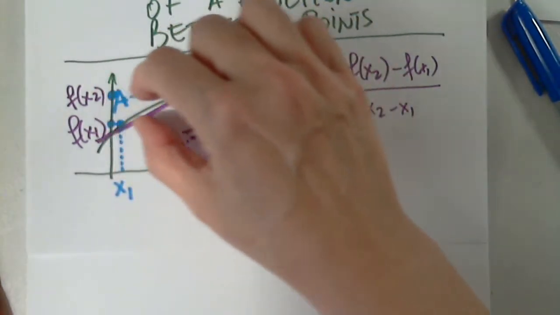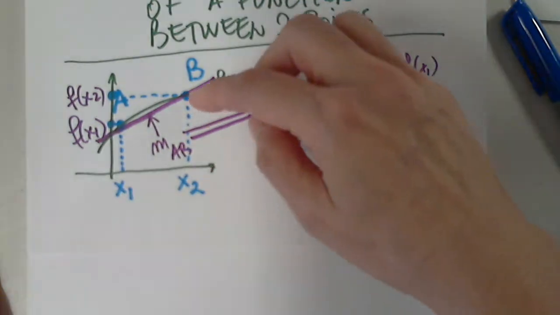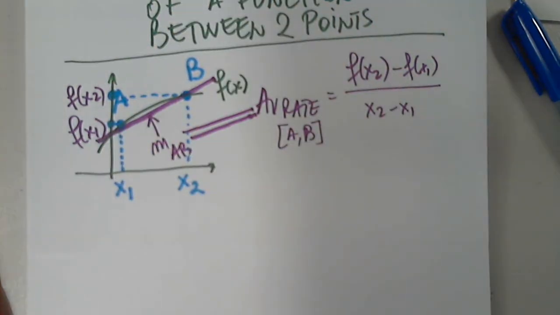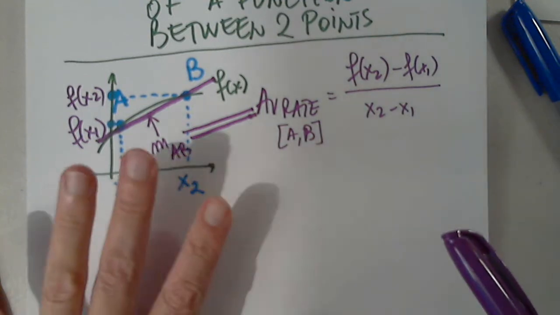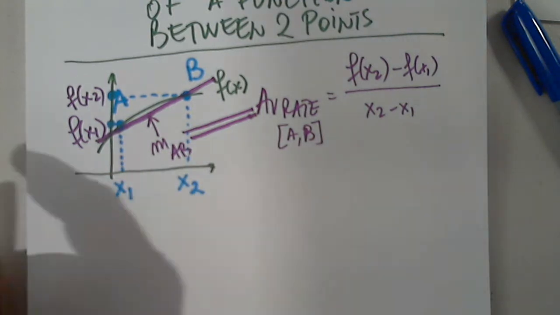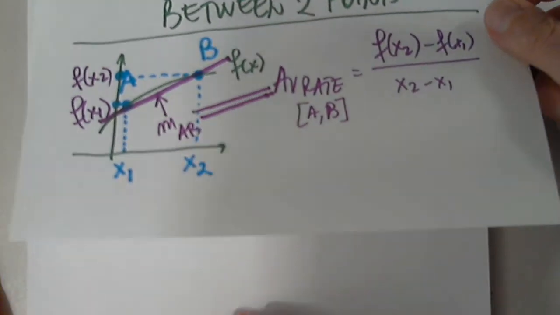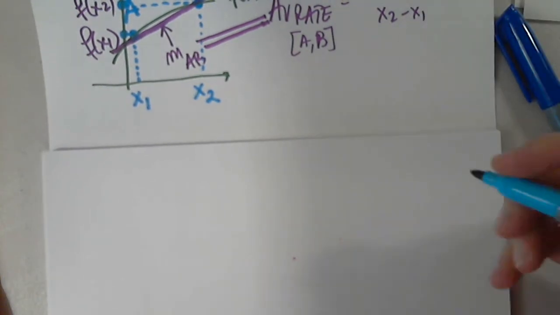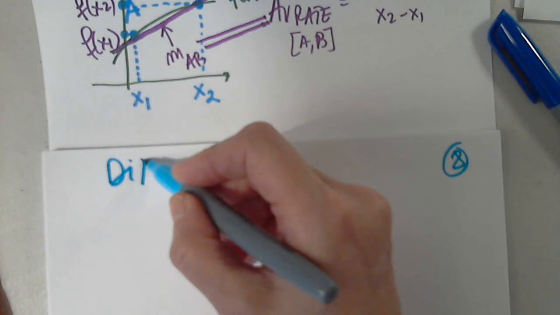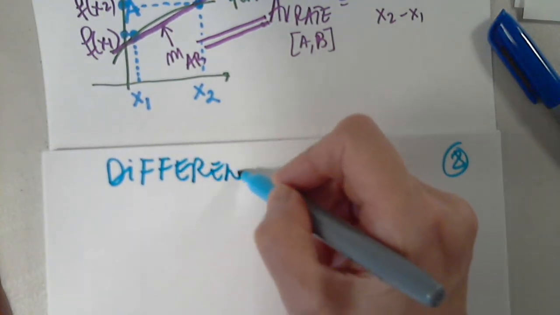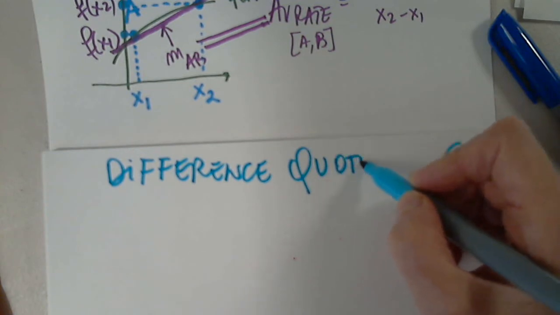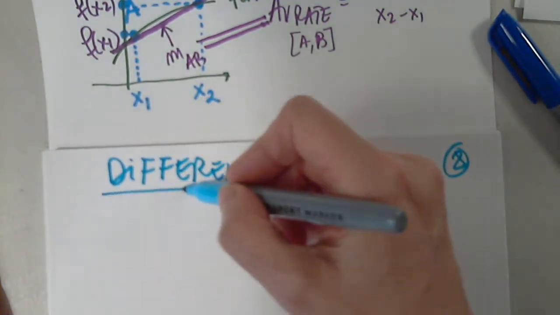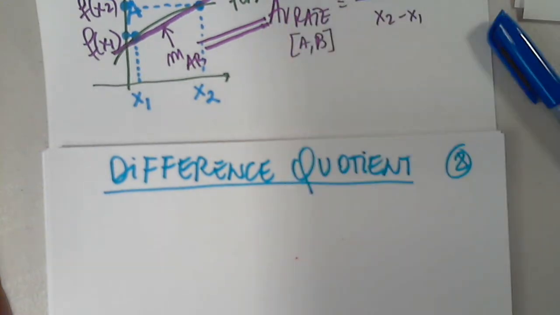y2 minus y1 over x2 minus x1. Rise over run. That is what we call the average rate of change. And we're going to come back to that. Based on this, I want to talk about one concept, and then we'll come back to our function. That concept is difference quotient. We needed this first. You'll see in a moment why.